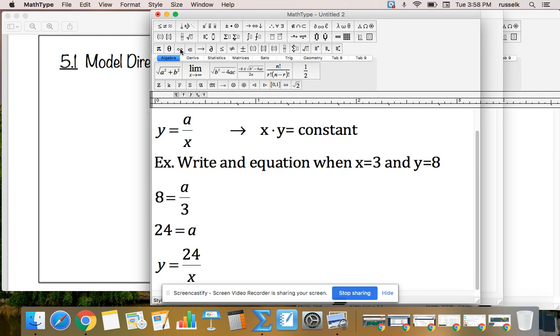That way, if I said x was 2, you could plug that in and tell me that its matching y would be 12. If x was 10, you could plug that in, tell me its matching y is 2.4.